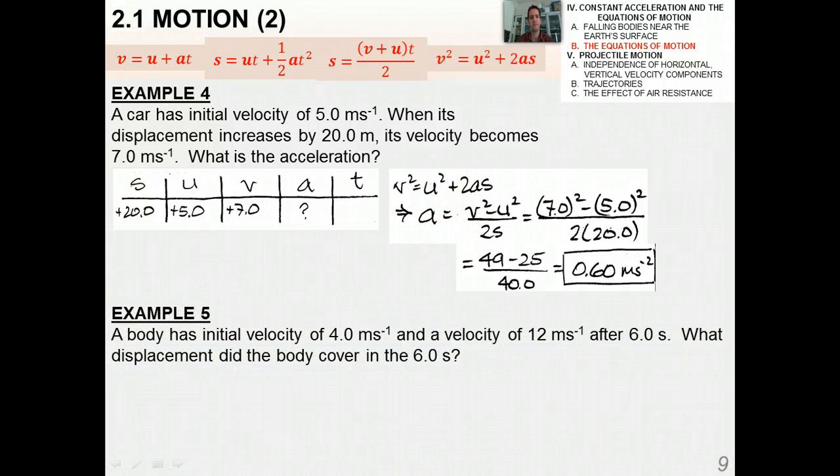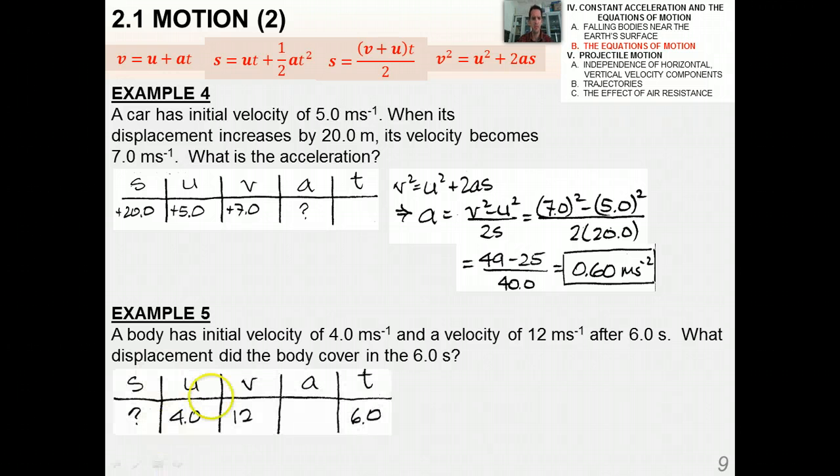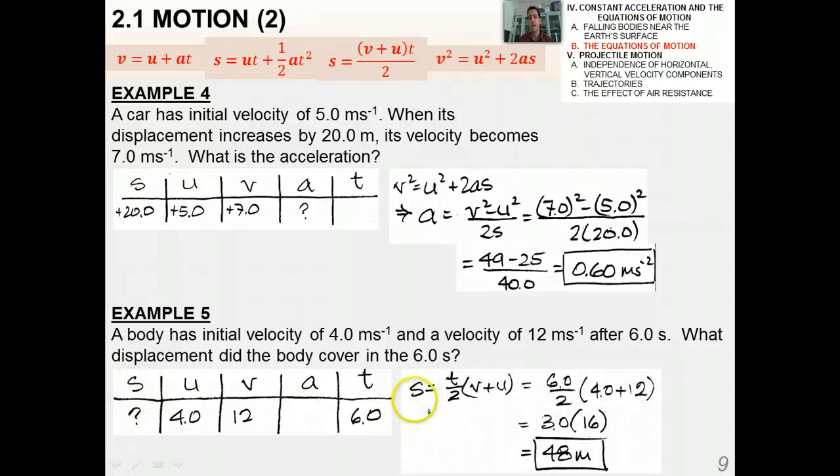In this one, a body has an initial velocity of 4 meters per second and a velocity of 12 meters per second after 6 seconds. So clearly it's accelerating. What displacement did the body cover in this 6 seconds? Getting a little more complicated. Here's my SUVAT table. Initial velocity, positive 4. Final velocity, positive 12. Time, 6. I'm asked to find the displacement, so I have a question mark there. I used s equals (v plus u) times t over 2, and I got 48 meters.